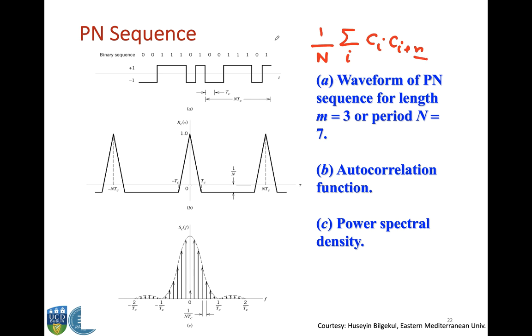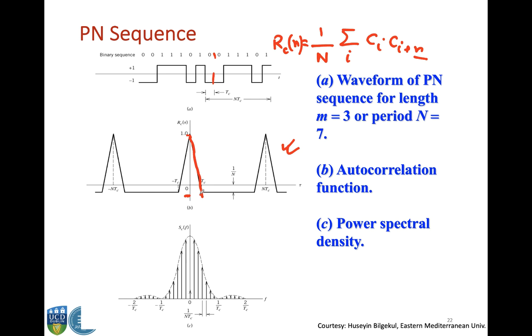Okay, so this will give you RC of m. You can calculate it for different values of this small m, and if you plot it, you will find a graph like this. At n equal to zero, you will find a very sharp peak, and between zero to TC, and TC is the duration of each particular bit in this PN sequence, this is sometimes called chip duration. So between 0 to TC, you will find that the graph looks like a straight line falling like this.